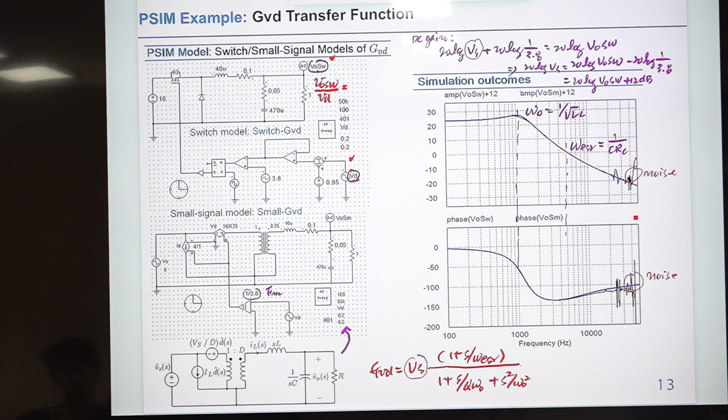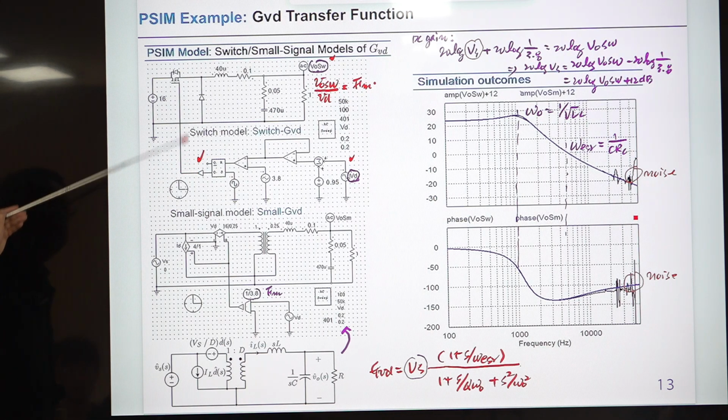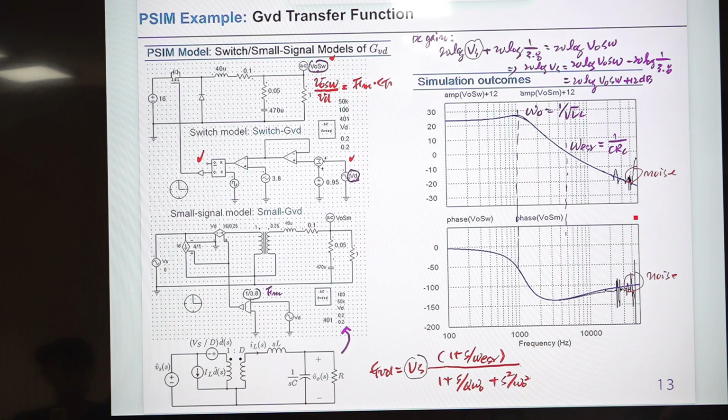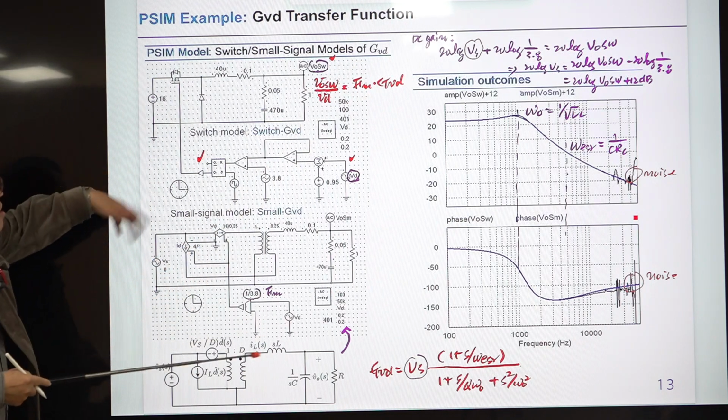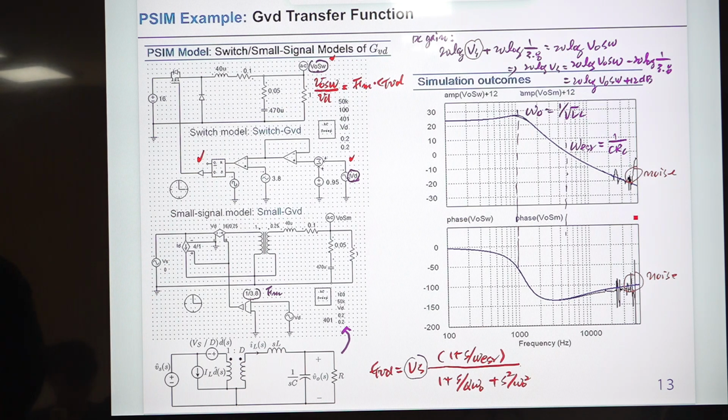So from here to there has one gain. That gain is defined as the FM modulator gain, and the gain from here to there, where we are changing the duty ratio D, is GVD. So what you are measuring here is not this one, but this one times this one. FM is embedded in this voltage, and FM is called the modulator gain. FM is 1 divided by the ramp signal, the height of the ramp, which is 3.8.